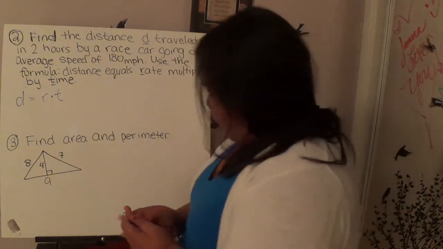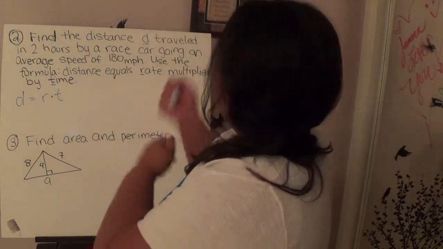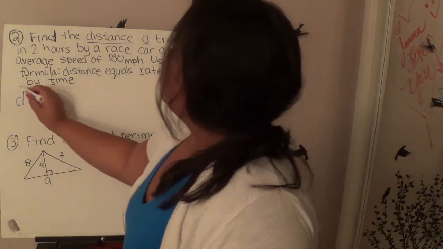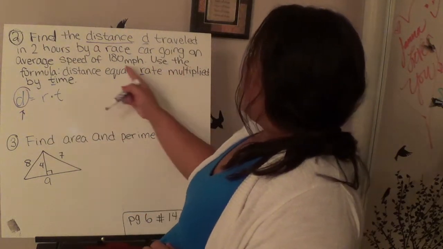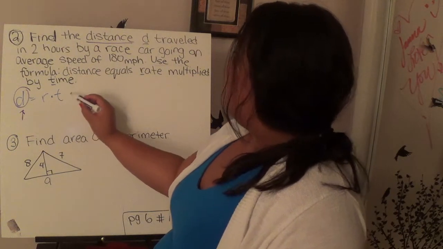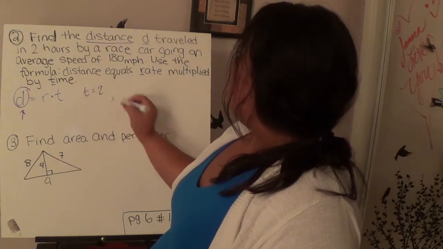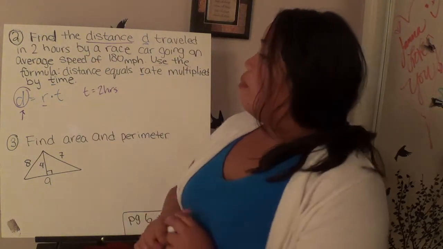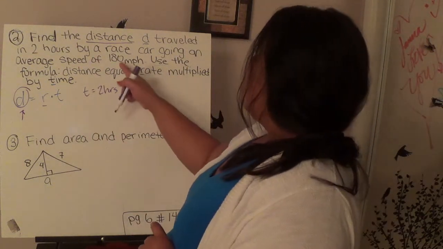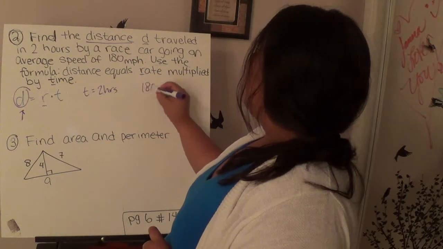So it wants me to find the distance. So this is what I'm solving for. This is what I want. It gives me my time. Time is 2 hours. And it also gives me the rate. Rate is how fast it's going. It's going 180 miles per hour.